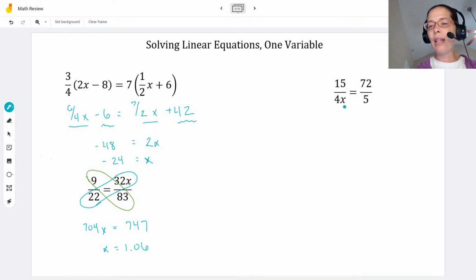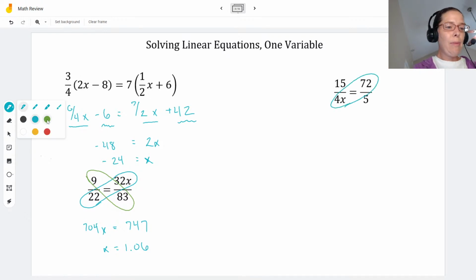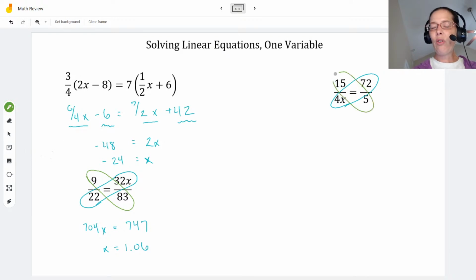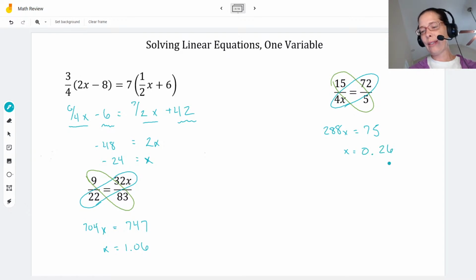So again, this is where I like to cross multiply because it brings your variable, in this case your x, to the numerator, and you don't have to worry about making sure things are in the right place because they just get to the right place automatically. And again, I did this calculation, so that's 288x is equal to 75, and then x is equal to 0.26. Again, that's really handy when you do gas laws, especially combined gas law. You'll find that a lot. Cross multiplication is definitely your friend.